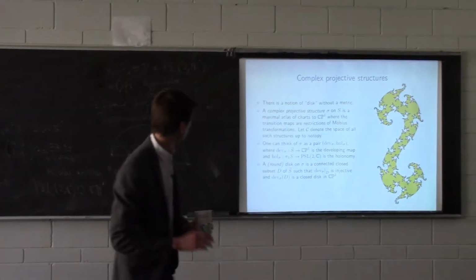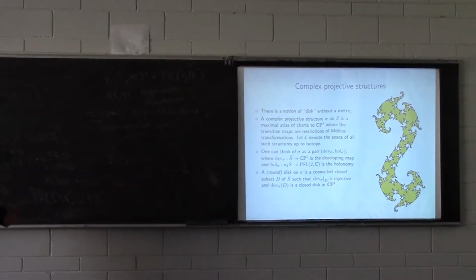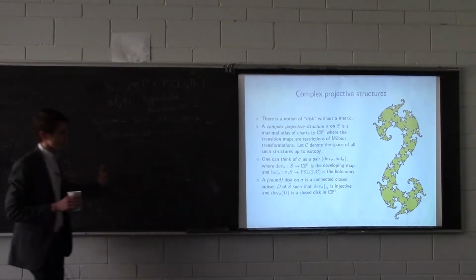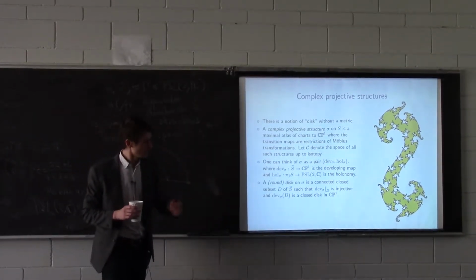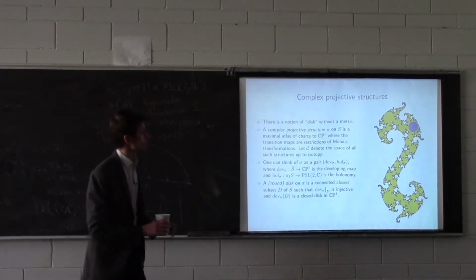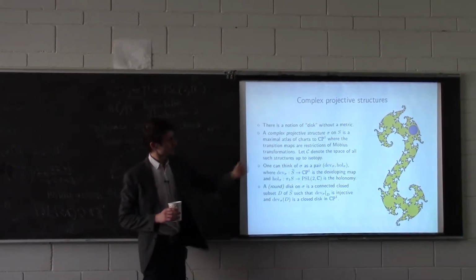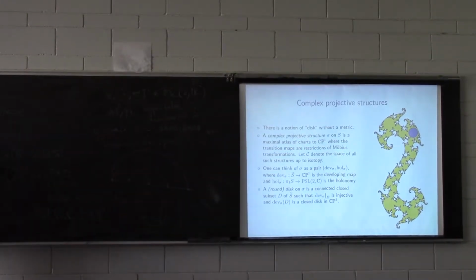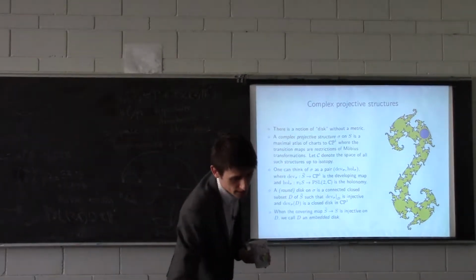So we can actually define a round disk in a complex projective structure sigma to be a connected closed subset of the universal cover such that its image under the developing map is a disk and the developing map is injective on it, so that there's no weirdness. So something like this, right? That's the image of the round disk D, and it's just a disk in the universal cover. And if you pull it back here, you'll get a closed subset. So that's what we call disks, right?